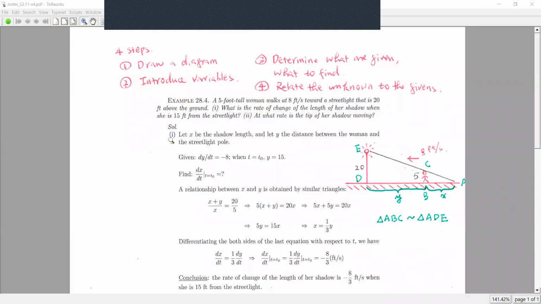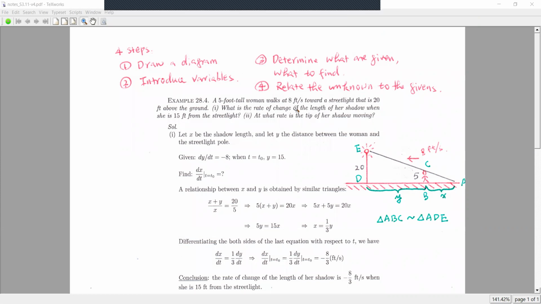Solution to part 1. To answer the question in part 1, step 1, draw a diagram. Here is a diagram. This is the 5-foot tall woman, and this is the street light pole. The pole is 20 feet tall.